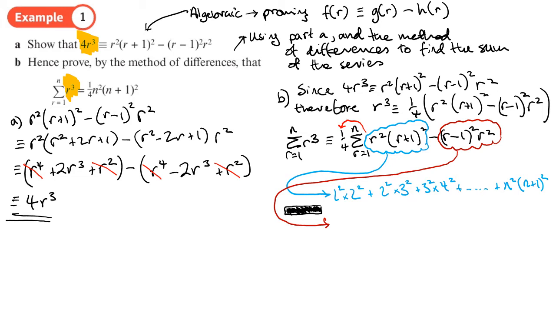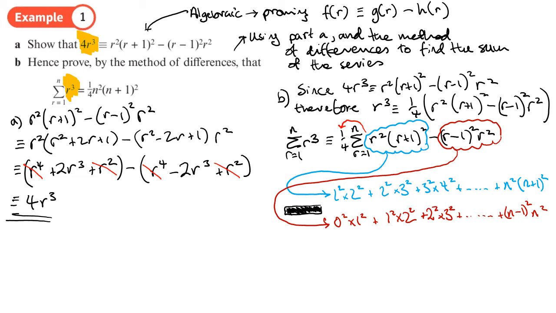So this time, if I substitute in r equals 1, I will get 0 squared times 1 squared. If I substitute in r equals 2, I'll get 1 squared times 2 squared. R equals 3, I will get 2 squared times 3 squared, plus dot dot dot, and the nth term is going to be (n minus 1) all squared times n squared. Let's just write n squared here.